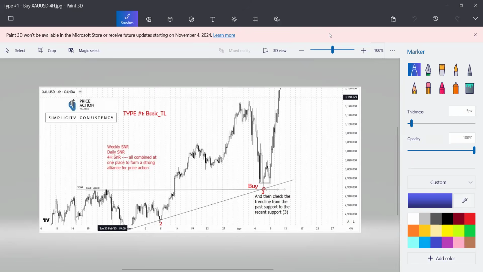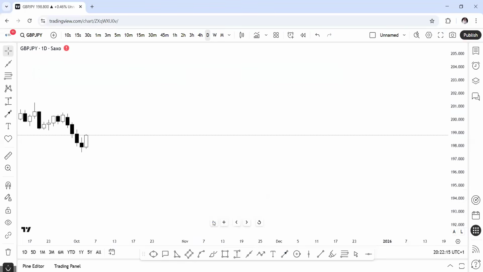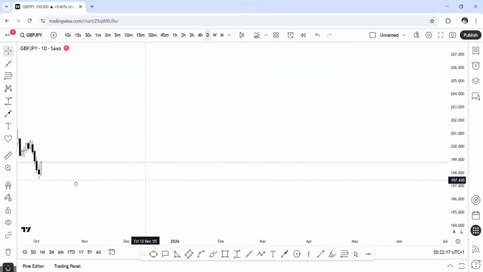The second type of trend line is called the divergence. It's just the opposite of the basic trend line. We call it the divergence trend line. That means under this second point, you have the trend line and the price action diverging away from each other. That is the meaning in simple language.